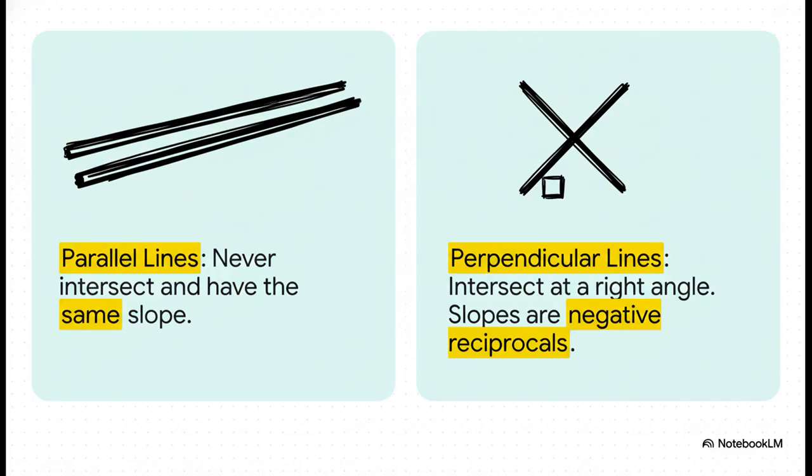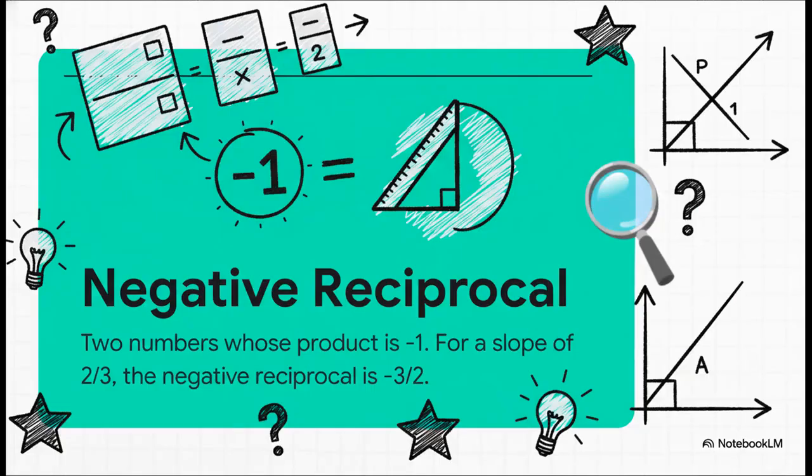And for them to be perpendicular, intersecting in a perfect 90-degree angle, their slopes have to be what we call negative reciprocals. Now, negative reciprocal sounds super complicated, but it's not. All you do is you take the fraction, you flip it upside down, and you change the sign. So the negative reciprocal of 2/3 is -3/2. That's it. And this one simple rule is the key to creating that perfect 90-degree angle, which, believe it or not, has some seriously important applications.